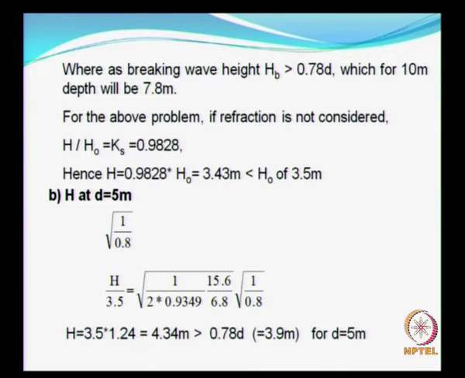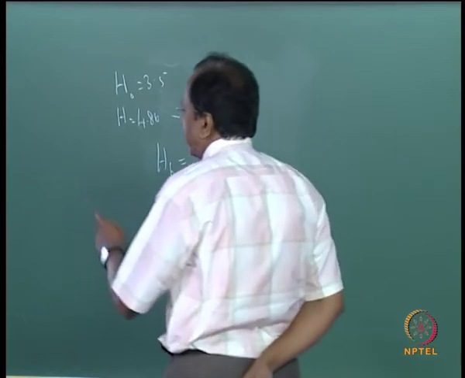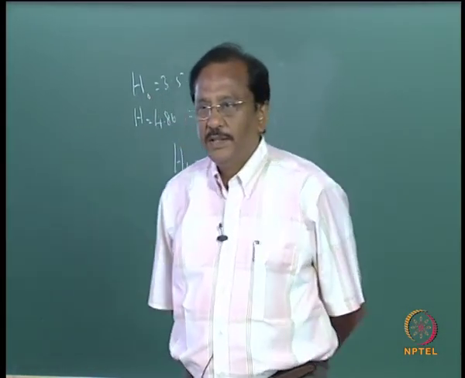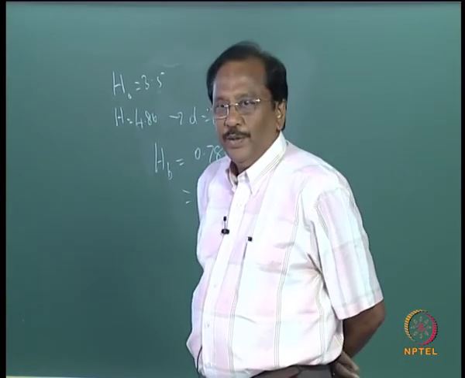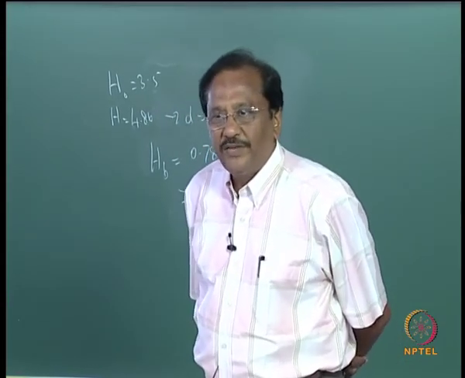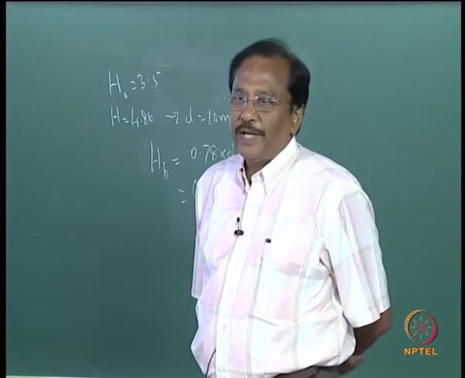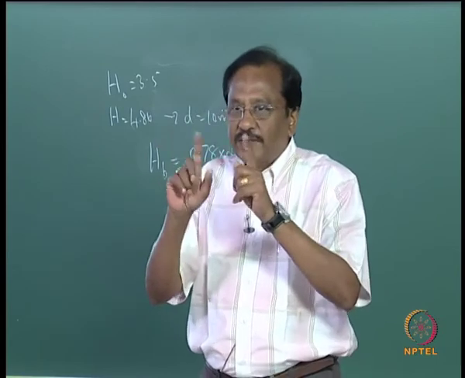So will this happen? 4.34 meters. In this particular water depth of 5 meters, what could be the maximum wave height? 0.78 times water depth, that is equal to only 3.9 meters. But what are you getting here? You are getting a value of 4.34, which is greater than 3.9 meters. So, this cannot occur.